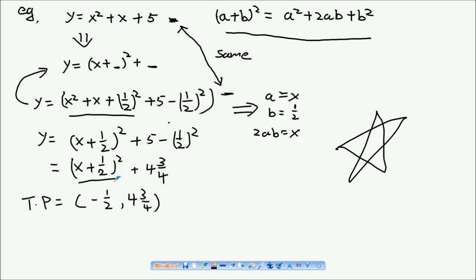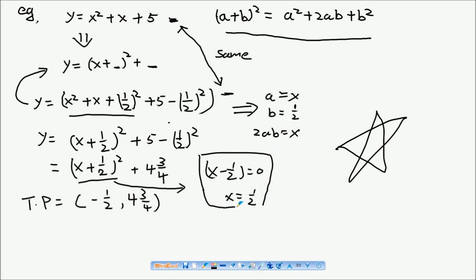Don't forget to make whatever is in the bracket equal to 0, and x will be minus half, which is your x value for the turning point. Now we have obtained the turning point of this graph.